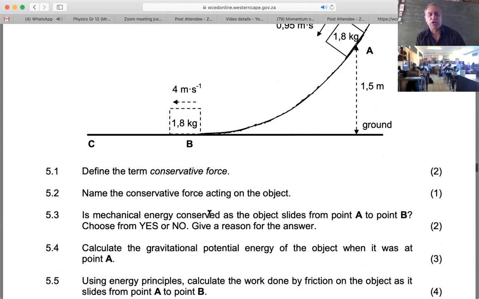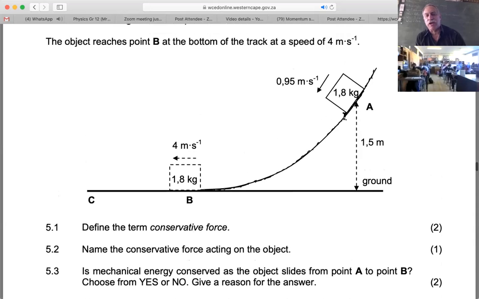Is mechanical energy conserved as the object slides from point A to point B? Choose from yes or no. Give a reason for your answer. Okay, so look, what's the law? Mechanical energy is always conserved. That means the sum of your kinetic and potential energy is conserved, unless there is a non-conservative force, like friction. So is there friction between A and B? Who says there's friction between A and B?